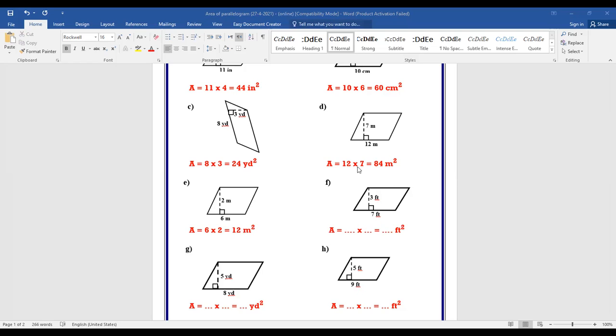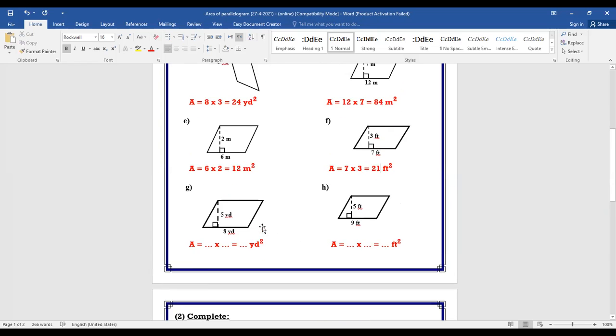يلا يا عمرو. Our base is 7 and our height is 3. What is the area? 7 multiplied by 3 equals 21. Thank you, Amr. Next one.